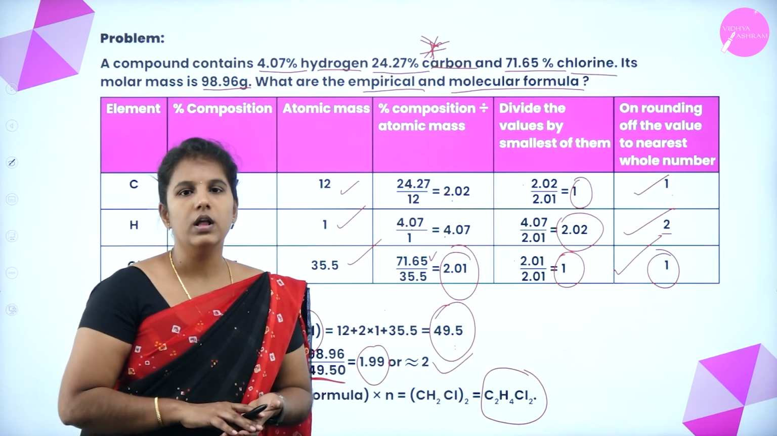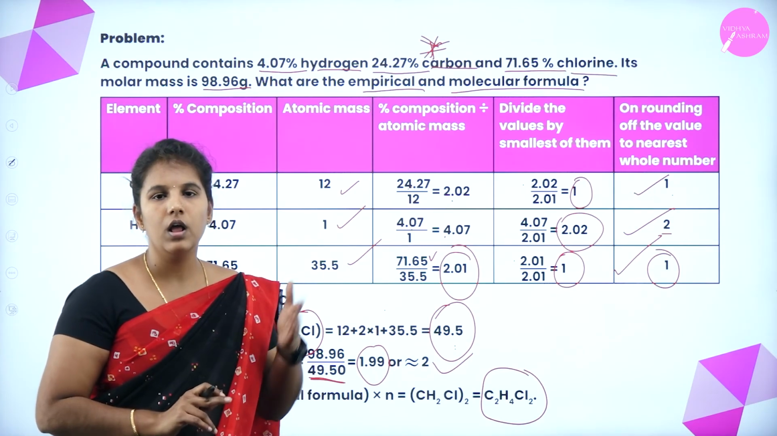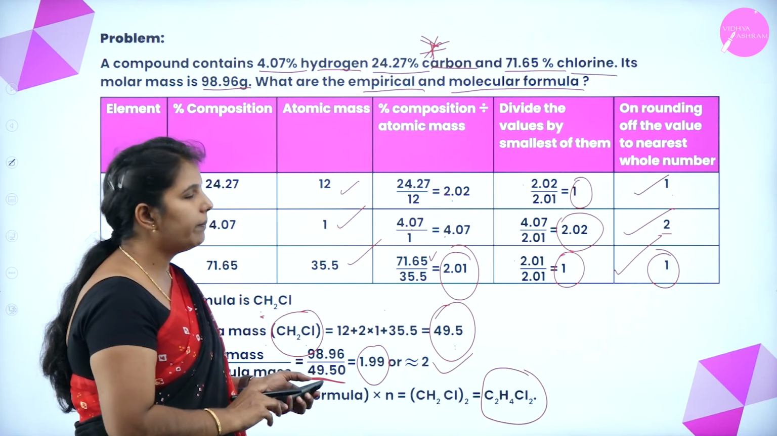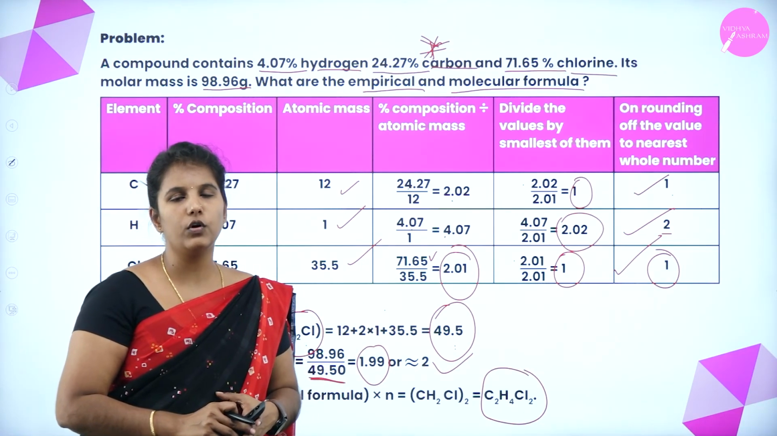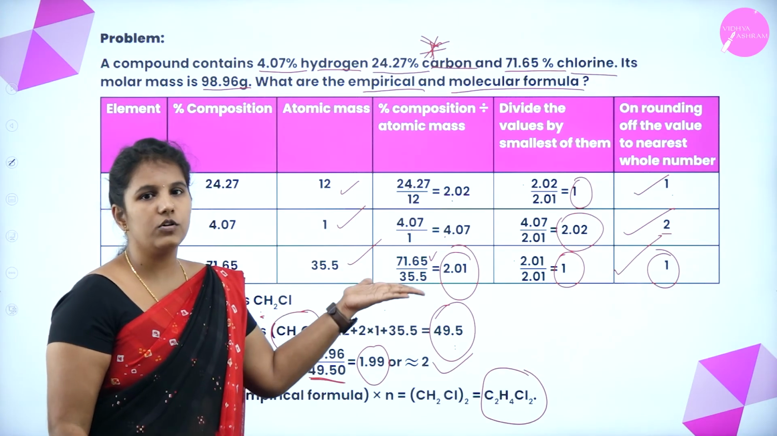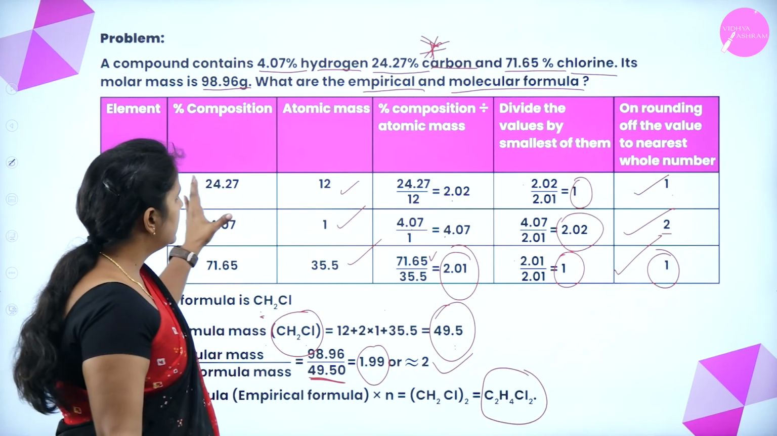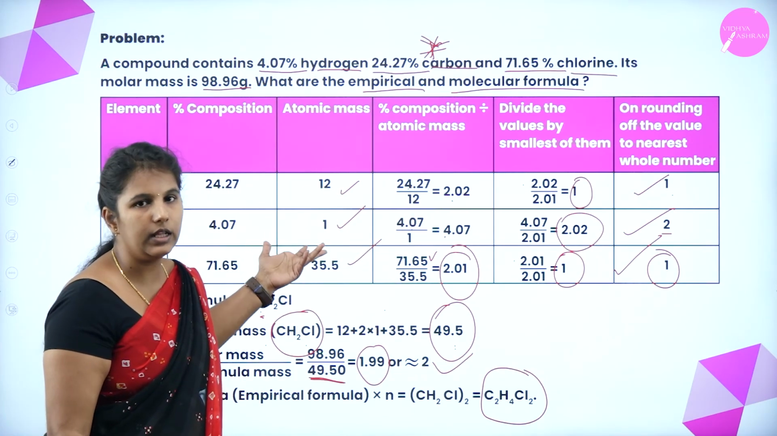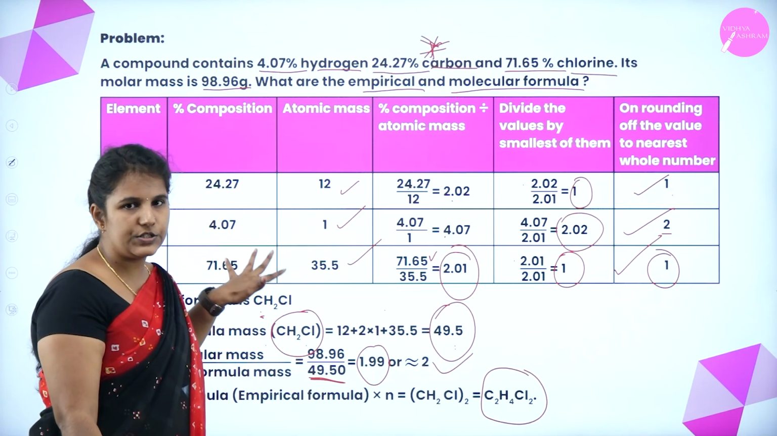So this is how we can easily calculate the empirical and the molecular formula of the given compound. Hope you all understood this topic. Remember, it is a very important topic from your examination point of view. Most of the time the same question will be asked in your final examination. You must know how to put this table. The table must be the same for any compound, okay? The only thing is that the elements will change.